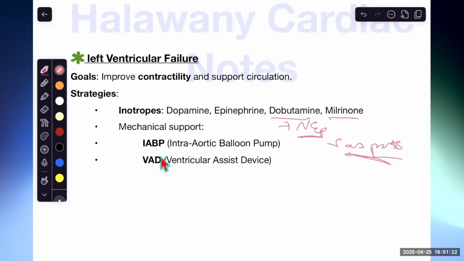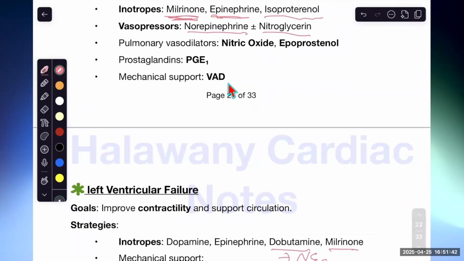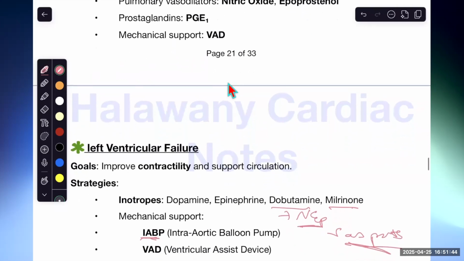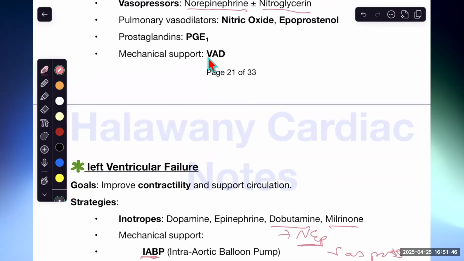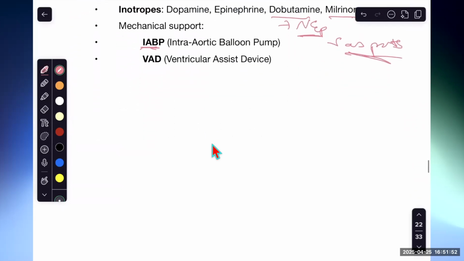You can also, for the LV, use an intra-aortic balloon. So I'm not using it for the RV, I'm using it for the LV. Why? Because it's an intra-aortic balloon pump, okay? And inshallah, I will make a whole lecture session about mechanical support, okay? As we said for the RV, your last chance is ventricular assisted devices. Here also you have a ventricular assisted device.